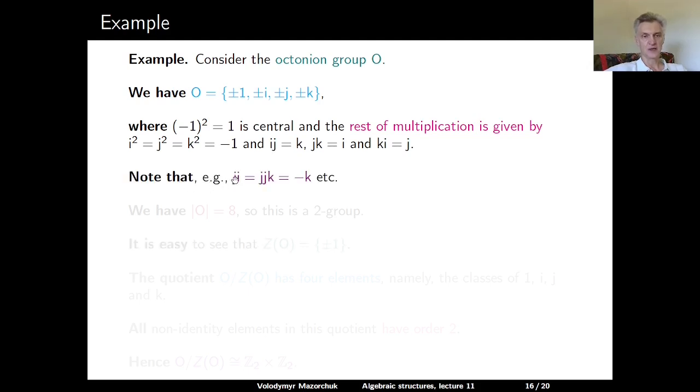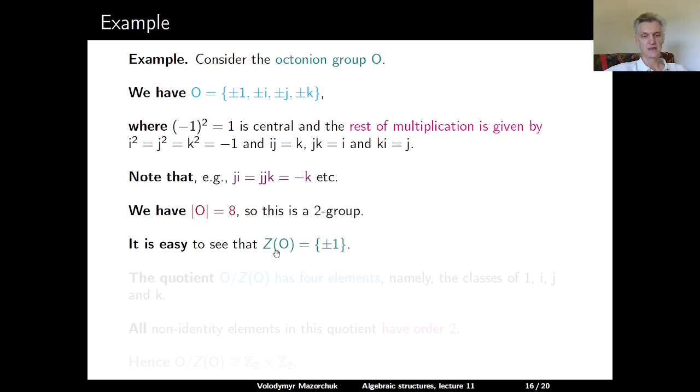Note that here in particular, if you multiply j and i, so this means the same as multiplying j with jk, j squared is minus 1, so it gives us minus k. So ij is equal to k, ji is equal to minus k, so i and j do not commute. And then by symmetry, i and k do not commute, and j and k do not commute. So this group has 8 elements, so it's 2 to the power 3, so it's a 2-group.